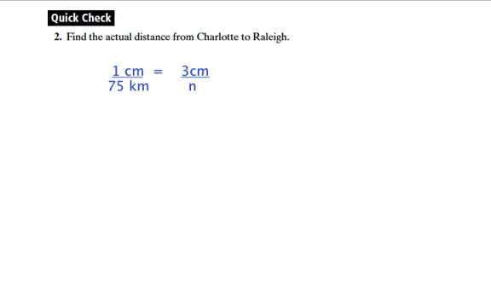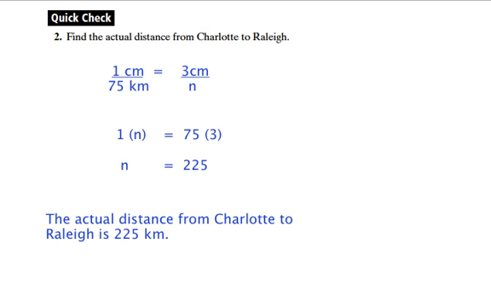Now we're ready to cross multiply. N times 1 will be on the left, so we have 1n, and on the right we'll have 75 times 3. For the left-hand side, 1 times n is n, and 75 times 3 is 225. So the actual distance from Charlotte to Raleigh is 225 kilometers.